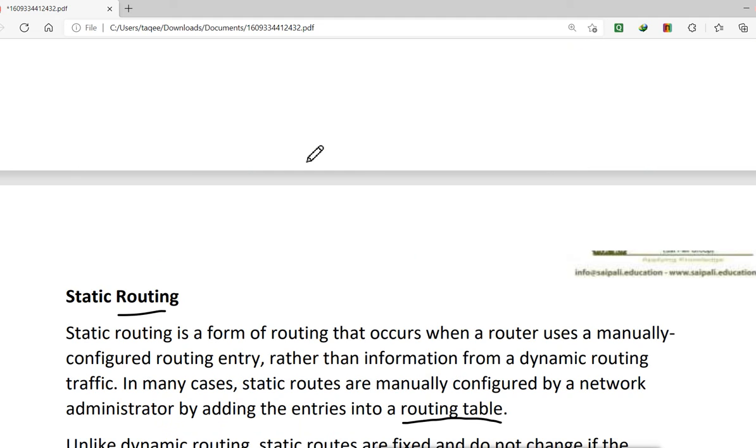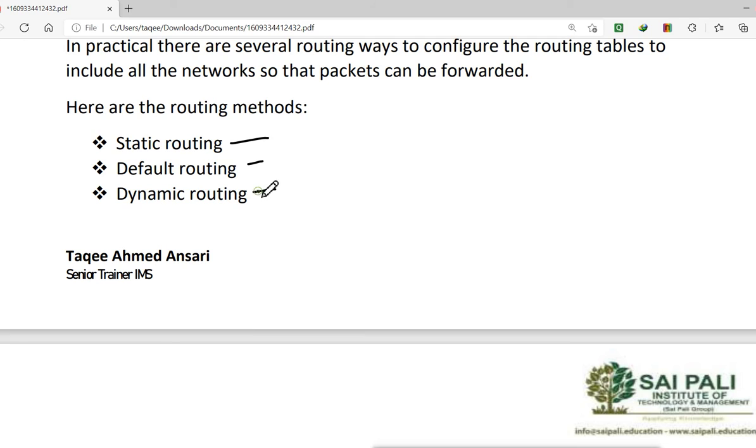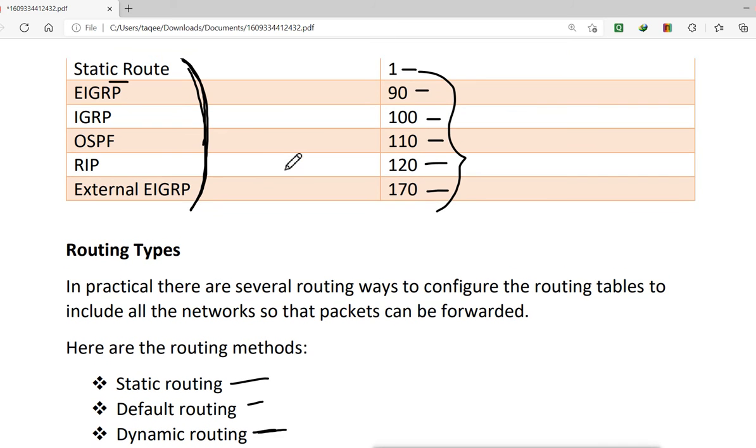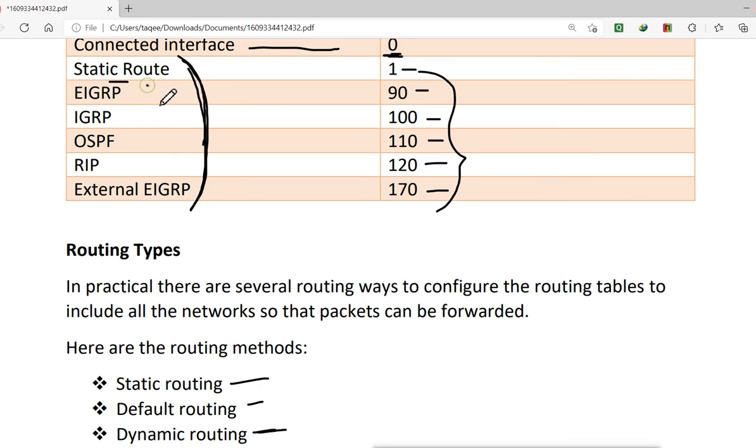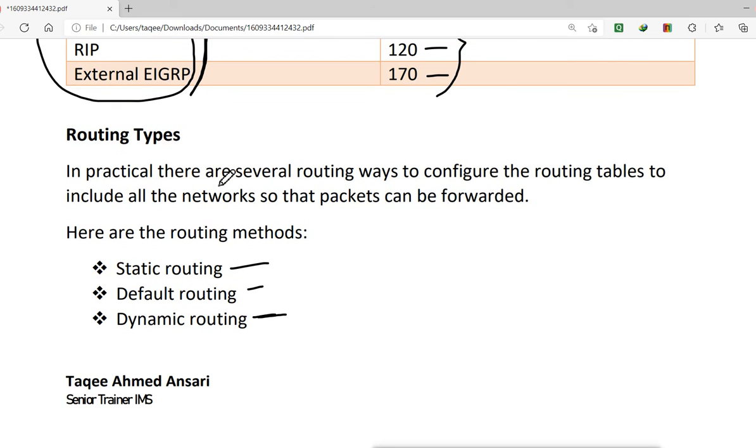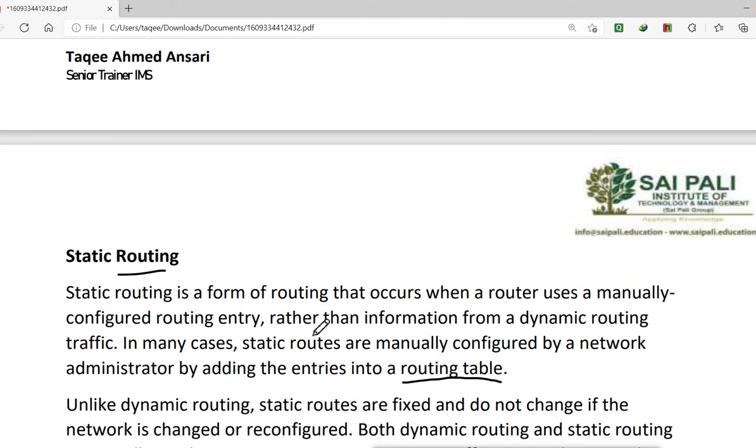And when we call it dynamic routing, that means the routing table will be created dynamically or automatically, by the protocol. That means we will configure these routing protocols. Remember, these are the routing protocols we have. So we configure these routing protocols, and the routing protocols will find the path and create the routing table dynamically, and that is why it is called dynamic routing.